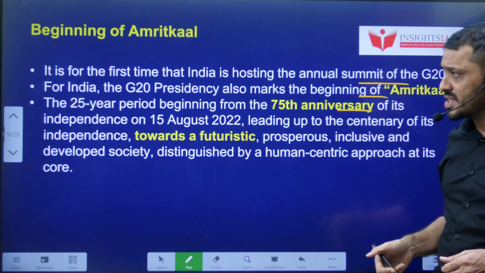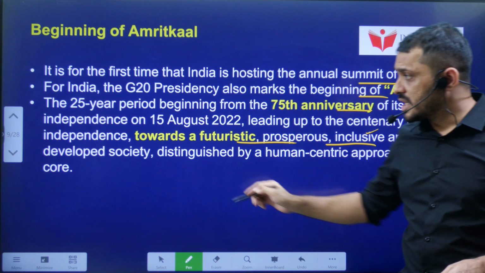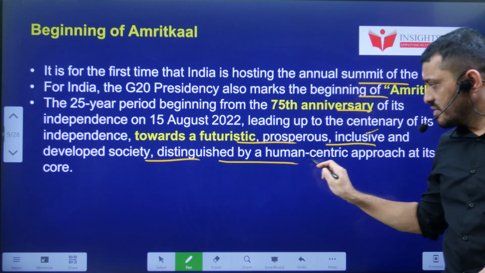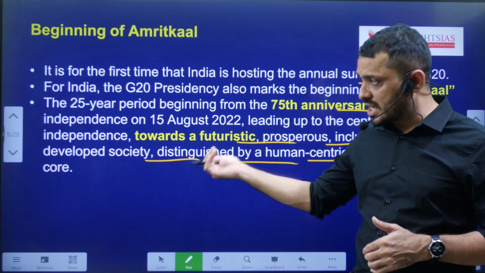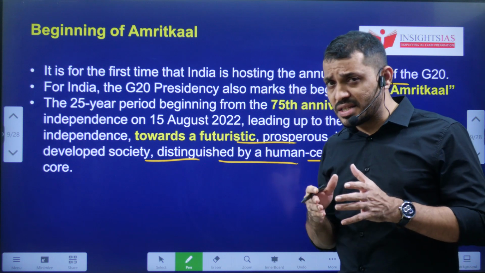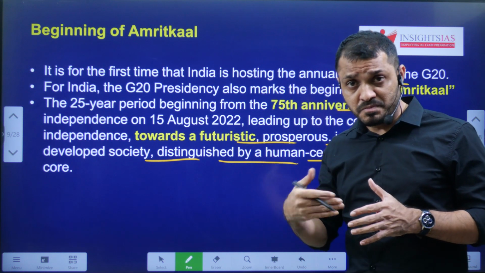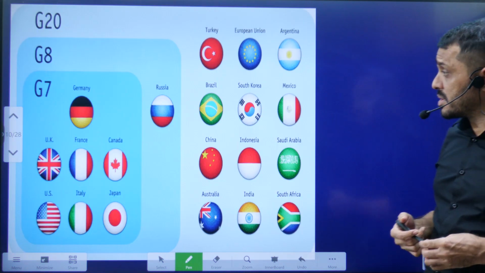India's journey towards the Amrit Kal, where a futuristic, prosperous, inclusive and developed society is distinguished by a human-centric approach. So we are aiming for this kind of nation by 2047, and we can consider this year's G20 as a beginning, the beginning of the journey of Amrit Kal.